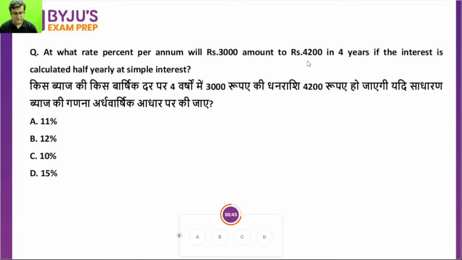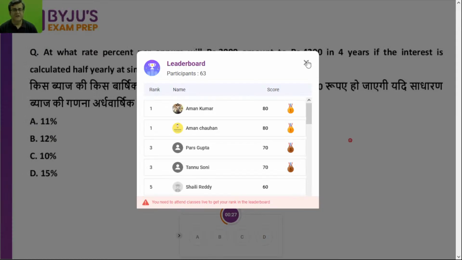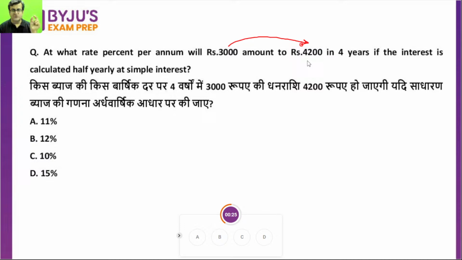Tanu, very good. You're getting the right answer. Good. C option is right. Very good. Now just look at this. 3,000 becomes 4,200. 3,000 the person deposited. It will become 4,200. So how much is the interest? Interest is 1,200 rupees. And what about time? This is the interest in 4 years.